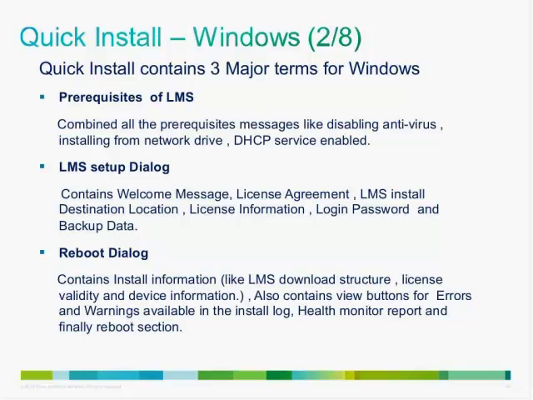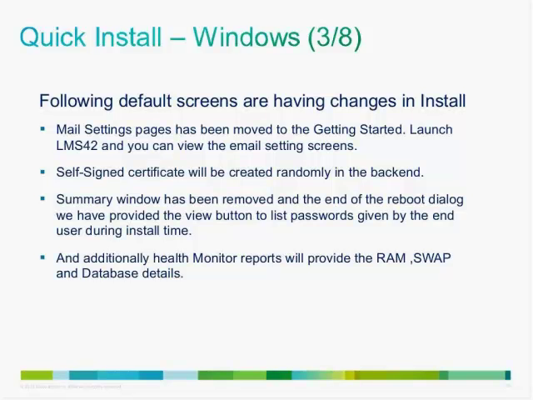So, quick install for Windows. Right now I have only information about Windows and 2 screens which are dedicated to Unix and Linux boxes. Prerequisite for LMS combined: it has combined all the prerequisite messages like disabling antivirus, installing from a network drive, and DHCP service enabled. It has a setup dialog box and a reboot dialog box. These are the minimum 3 pieces of information Windows shows while doing an installation.